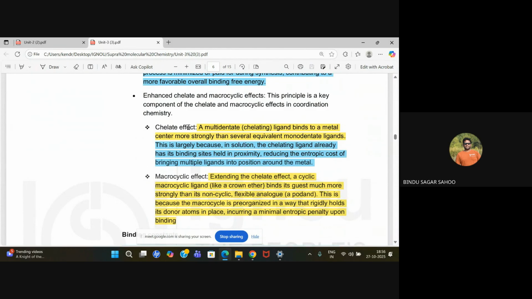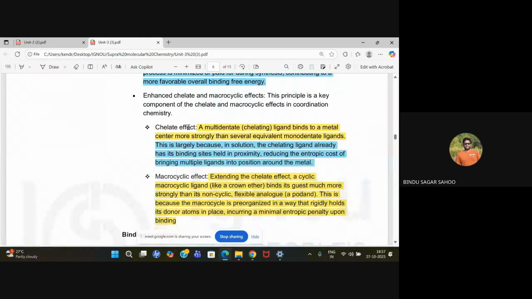Then in both cases, the donor atoms are similar, or we can say the donor sites are similar. There are six donor sites present here, and here also six donor sites are present. But the difference is the environment of the ligand. In chelating ligands, they make a different environment. They make a cyclic environment.